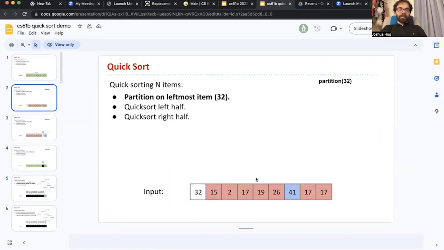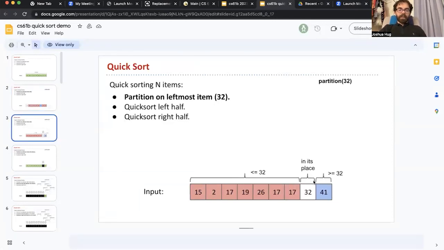Well, all the red items here are less than the pivot. And all these blue items, only one in this case, is greater than the pivot. And if I had any other equal items to pivot, like other 32s, they would be white. So what the partitioning process does is it moves all the red items to the left, puts white in its place, and the blue item over here ends up being bigger, or on the right.